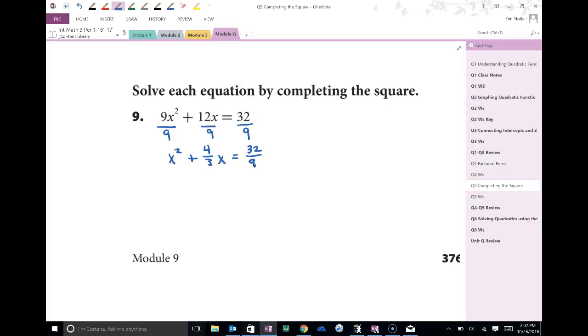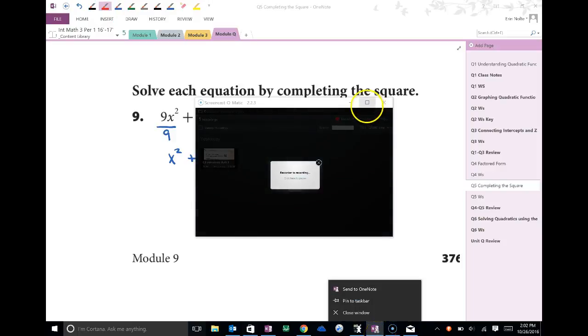So I take the b, I divide it by 2, and we're going to square it. Are you ready? Okay, what's my b value? 4 thirds.